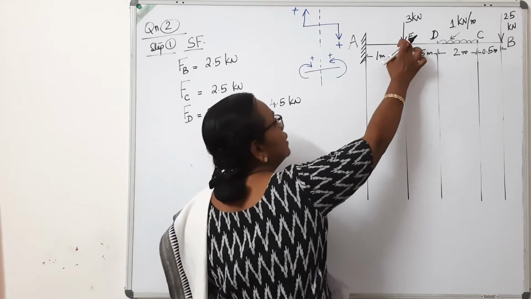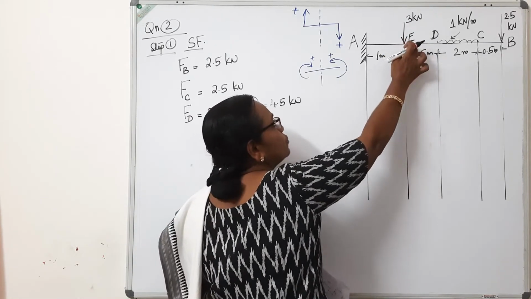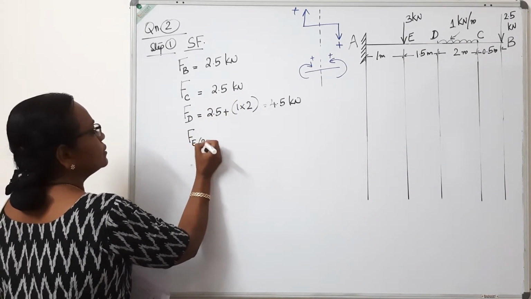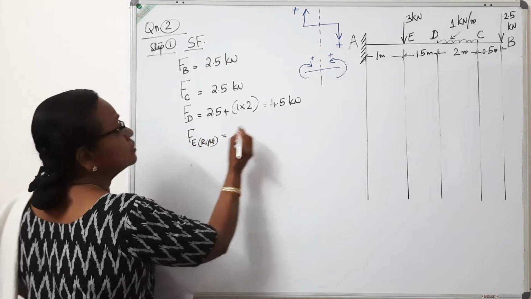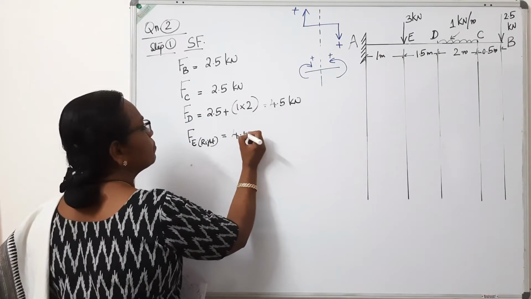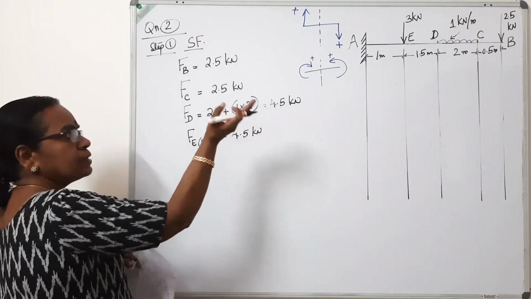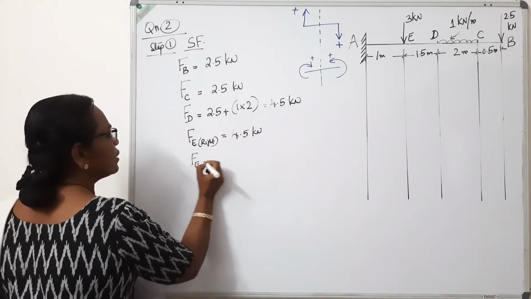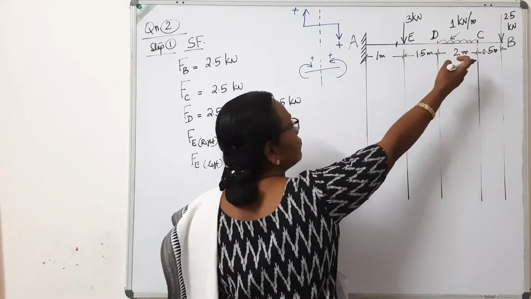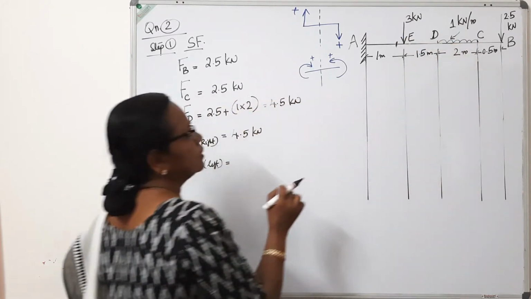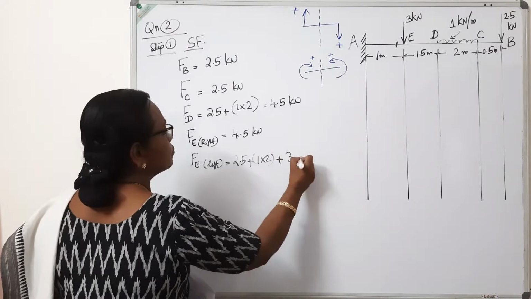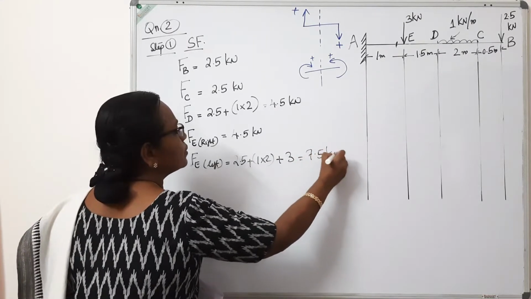Now consider point E. At the point E, there is a point load. So you have to consider right of it as well as left of it. So FE right: just to the right of it, the total load is that 1 into 2, 2 plus 2.5, the same value 4.5, just to the right of that point E. But to the left of it, if you consider a section just to the left of E, total loads will be 2.5 plus this 2 plus 3. So 2.5 plus 1 into 2 plus 3. So this 4.5 plus 3, 7.5 kilonewton.